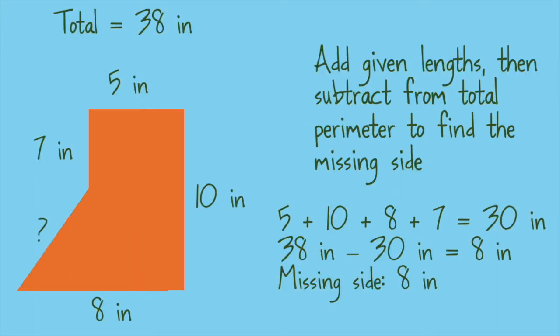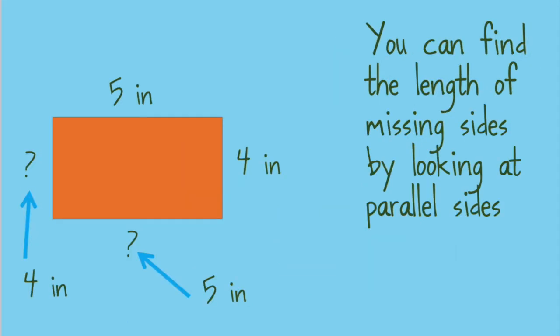If you have a shape with a missing side, you can use the total perimeter and add up all the sides you know, and then subtract that to find the missing side. You can also use parallel sides, the sides that are across from each other, to figure out what one side may be. If you have a rectangle that's 3 and then 5, then you also know that this side is 3 and 5 because the 3s are parallel and the 5s are parallel. And we know that a lot of parallelograms have parallel sides.